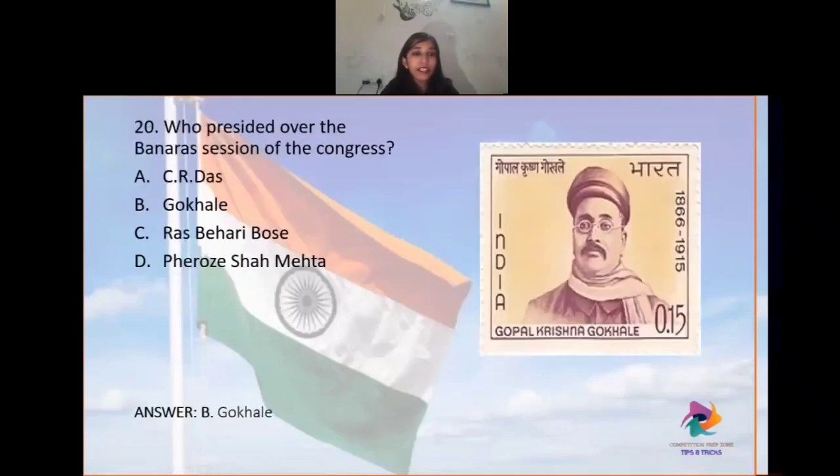Coming to the next question, who presided over the Banaras session of the Congress? C.R. Das, Gokhale, Ras Bihari Bose, and D option is Firozi Shah Mehta. So you can remember here that Gopal Krishna Gokhale presided over the Banaras session of the Congress.